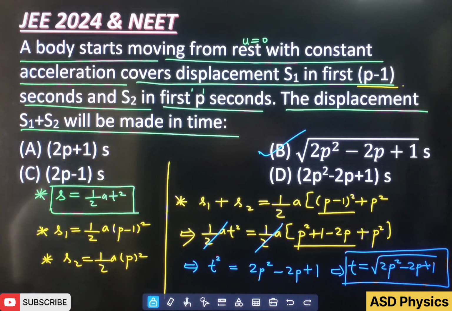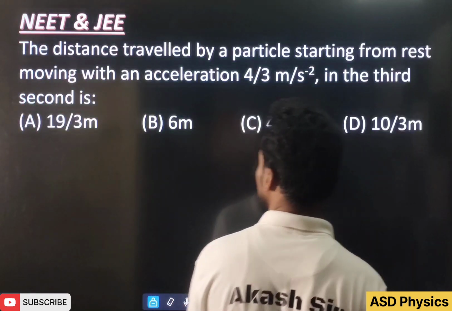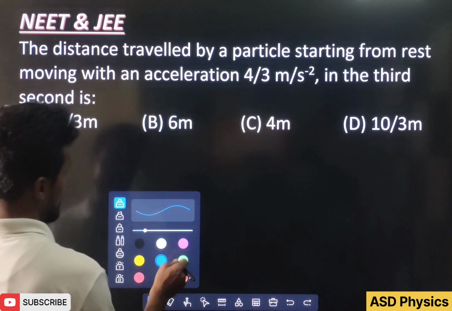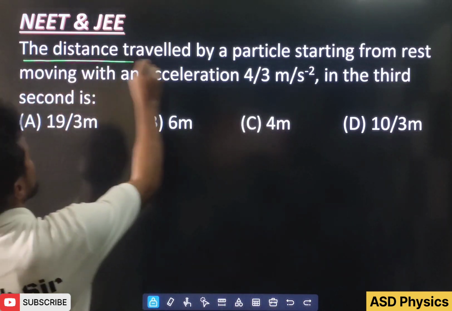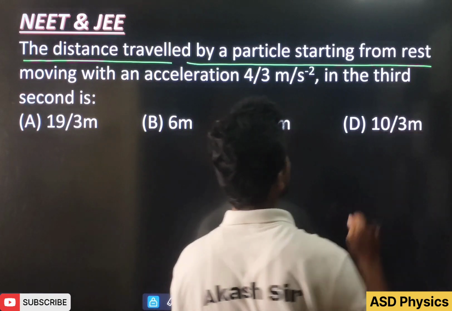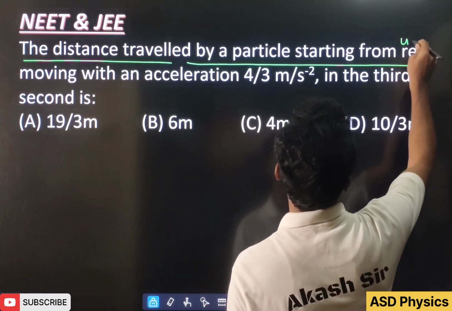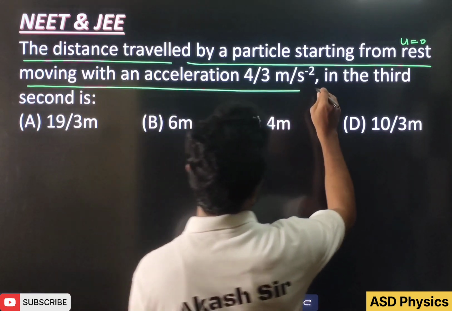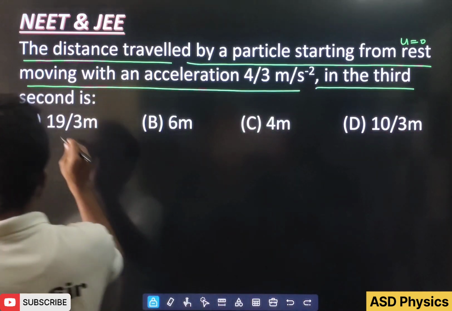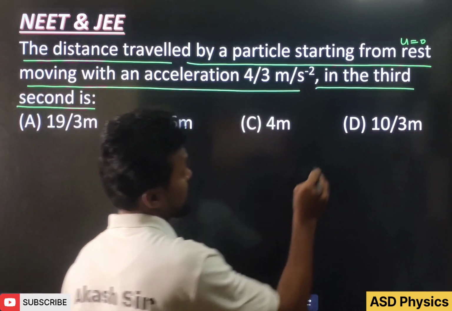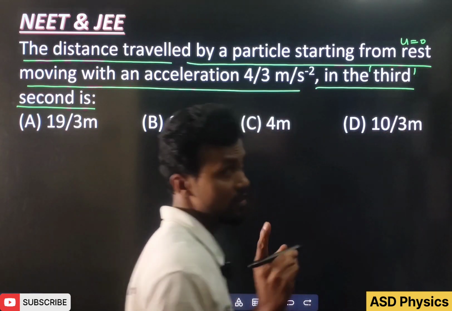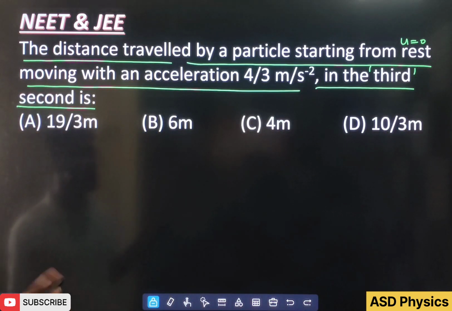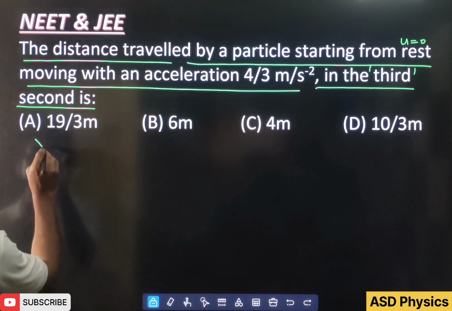Okay. Now let's move to the next one. Now the question is, see here, the distance traveled by a particle, again starting from rest, U equal to 0, moving with an acceleration of 4 by 3 meter per second square, in the third second. The key word is the third second. That means here we have to use the displacement in nth second formula.